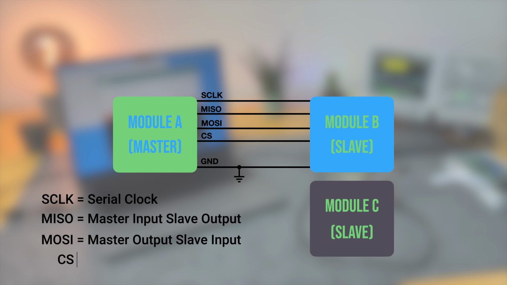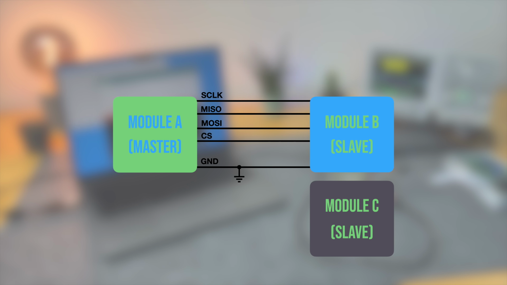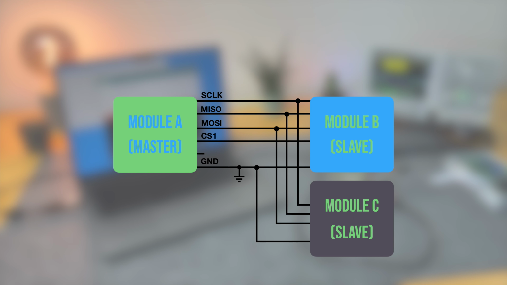CS stands for chip select and is often also termed SS, so slave select. And it is typically required only if the master communicates with multiple slaves. Each slave is then connected with an individual CS line to the master. If you want to connect 4 slaves, you hence need 4 CS lines.